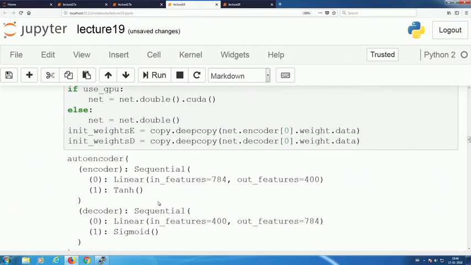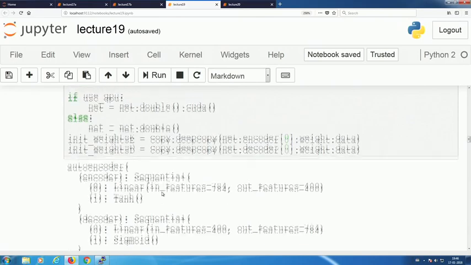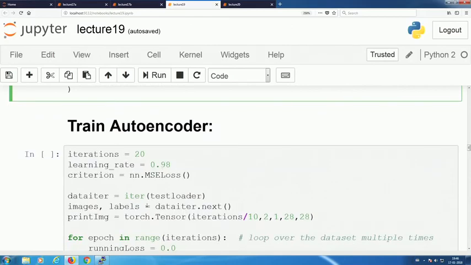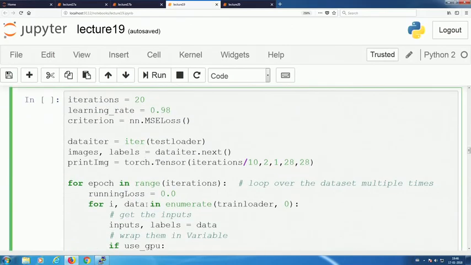Now if you look into your network architecture, at no point does this L1 penalty loss show up over here, because this is just a function which has been defined for the forward pass. So you do not have a modification over the architecture, but you are just modifying the way your data would be passing in the forward pass of your network. Okay. Now my next part is to go on and train this autoencoder.